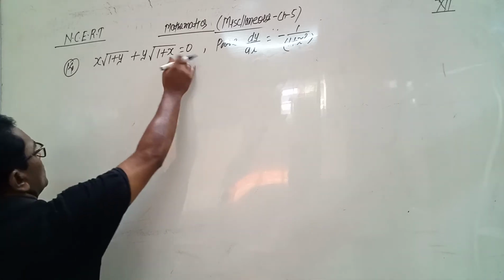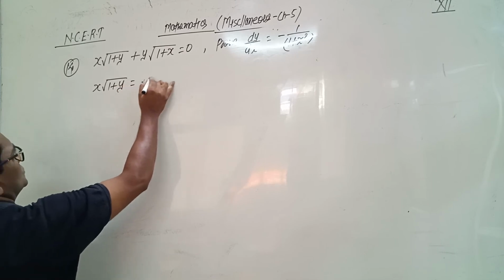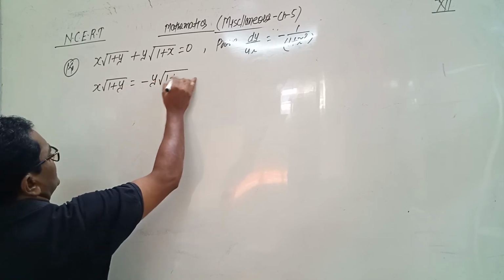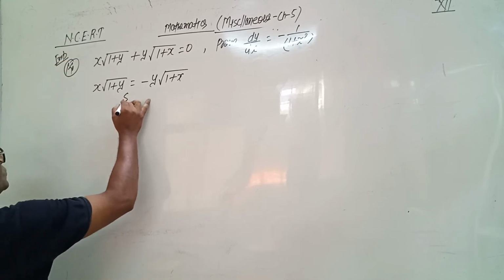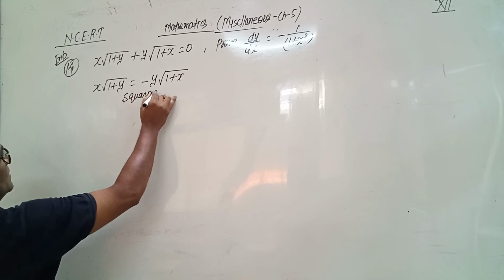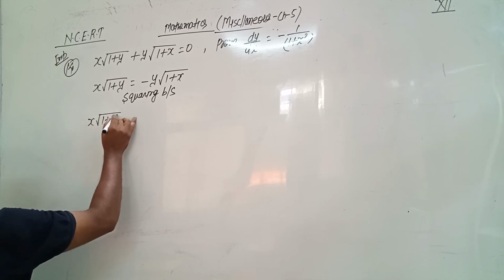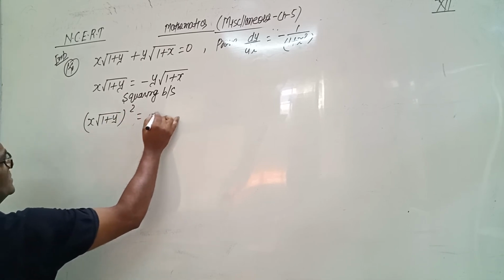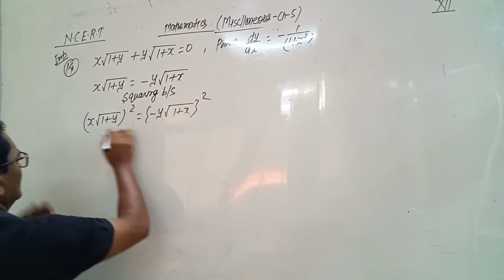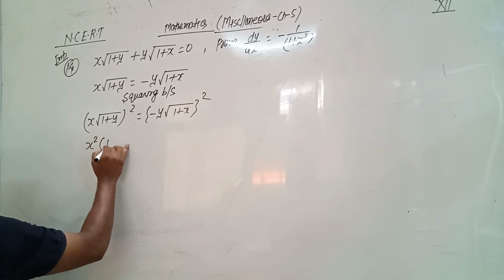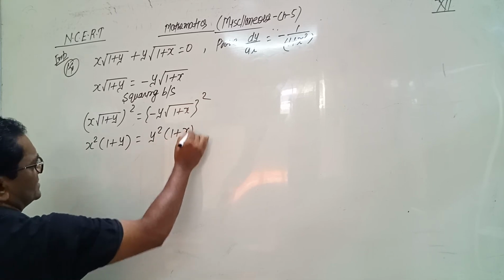So this will go on the right side and it becomes x root (1 plus y) equals minus y root (1 plus x). This is also an important question from both points of view. Now squaring both sides. So (x root (1 plus y)) the whole square equals (minus y root (1 plus x)) the whole square. So we get x square (1 plus y) equals y square (1 plus x).